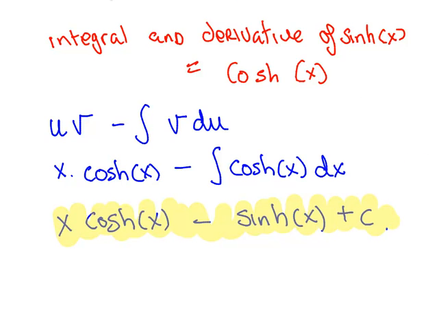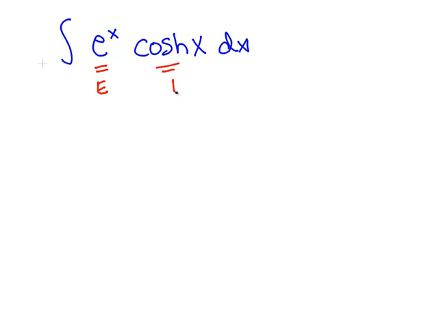Just as a quick remark, with indefinite integrals, never ever forget to put in that plus c. One more and we'll wrap it up. This one here is something similar: the integral of e to the x cosh of x dx. So, LIPET rule. This is an exponential. This is hyperbolic. So we're doing something very similar here.